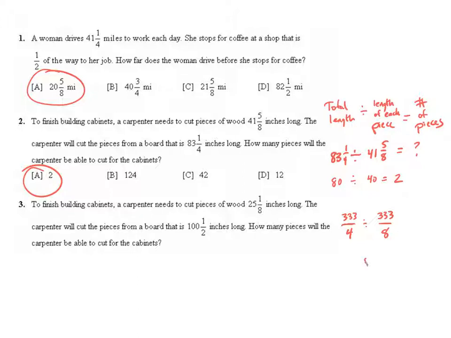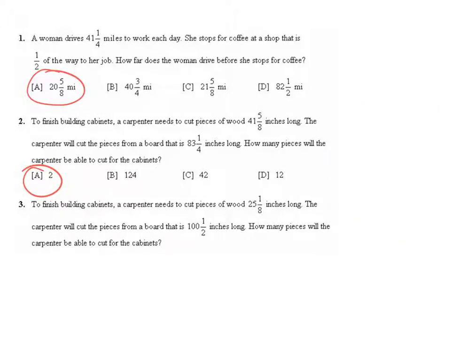When we divide fractions, we multiply by the reciprocal. And then we're going to look for ways to cross simplify. In this case, I can go like this and pull out a 2. And then you can see that the 333 and 333 we can also cancel out, and we now have 2 over 1, which equals 2 whole pieces that we can make to cut for the cabinets.